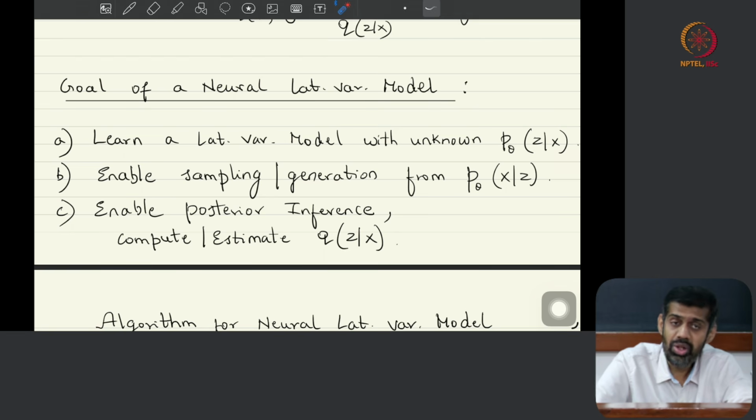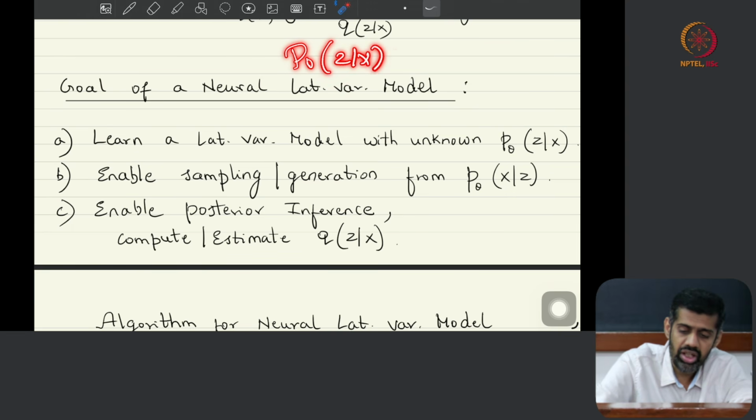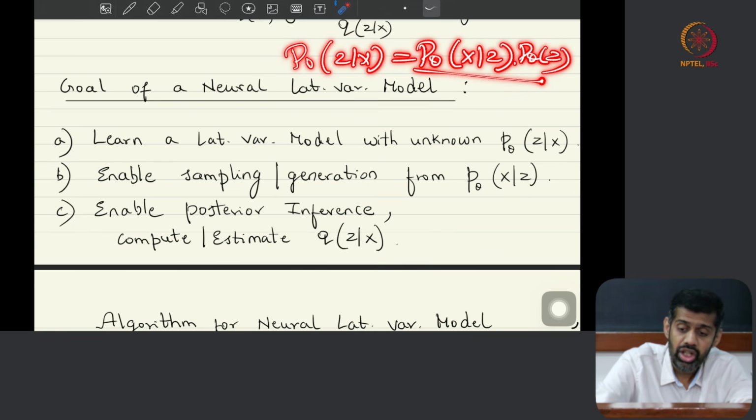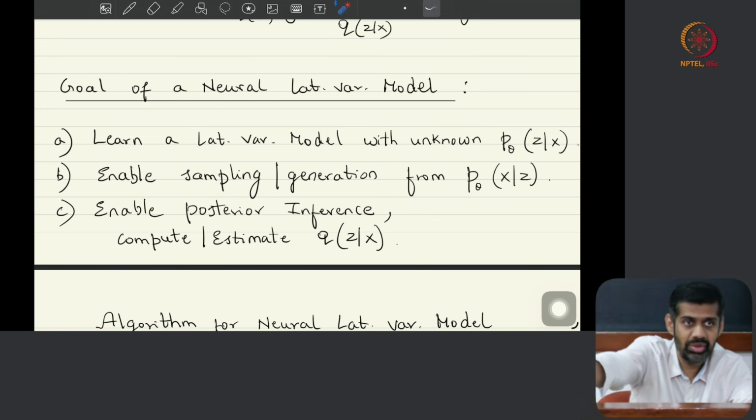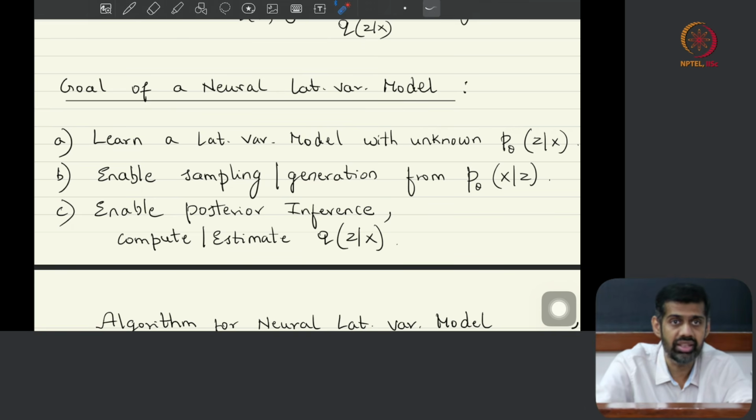So, remember what it was in the case of a mixture density. We used Bayes' law to actually find this out, p theta of x given z times p theta of z divided by the normalization factor. Now, not knowing p theta of z given x actually amounts to not knowing p theta of x given z, isn't it? Because if you know one, you can know the other using Bayes' law. So, if you do not know the conditional distribution of data given the latent variable, then this is not known. In those cases, how do you construct a latent variable model is one question.